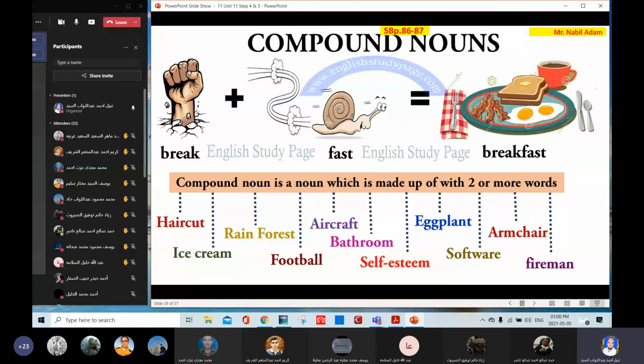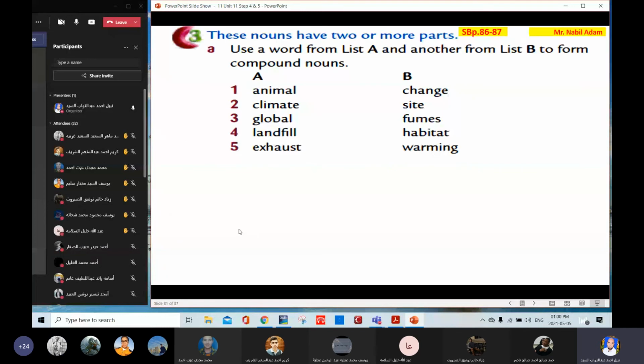Okay, now let's make some examples for compound nouns like this. Join these words from list A to words from list B to make a compound noun. Animal, climate change, landfill site, exhaust fumes, animal habitat, global warming. Let's see, Muhammad Maher, animal what? Animal habitat, yes. We shouldn't destroy the natural habitat or the animal habitat.